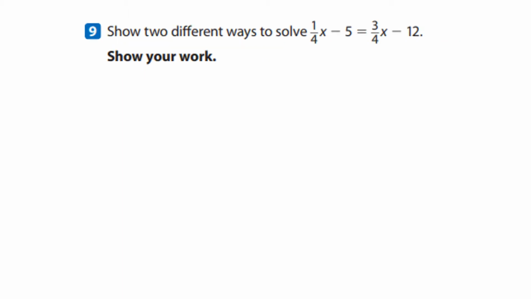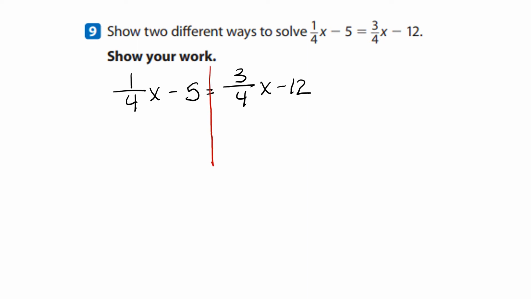For number 9, we're going to solve the equation 1/4x minus 5 equals 3/4x minus 12. Now, the problem does say show two different ways. We're just going to work it through one way to get the correct answer.